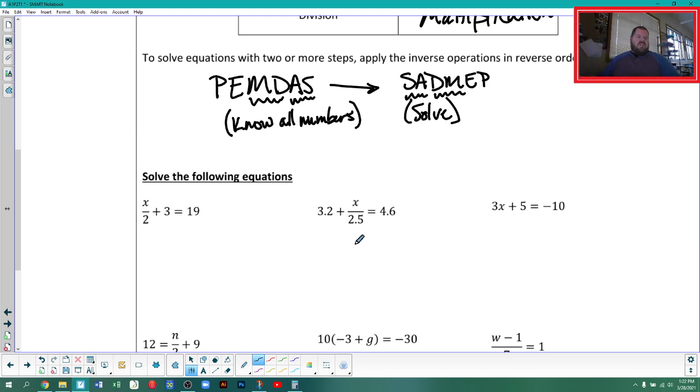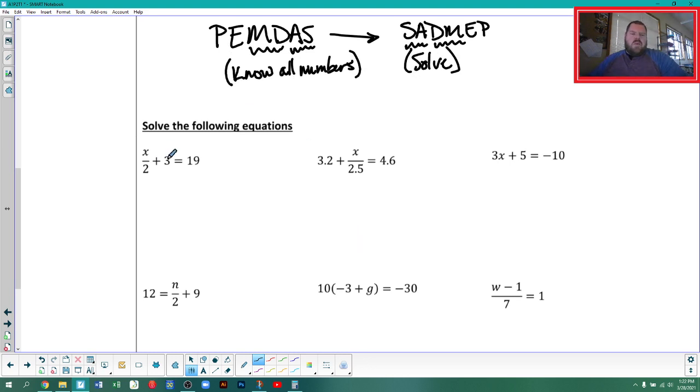So in the solving sense, in this one, I know that I would divide first and then I would add. So I'm going to deal with that addition first. I'm going to move that 3 to the other side. I do that using addition and subtraction, and in this case, it's showing me addition, so I'm going to subtract. So I'm going to have x over 2 still. That's going to equal 19 minus 3, which is 16.